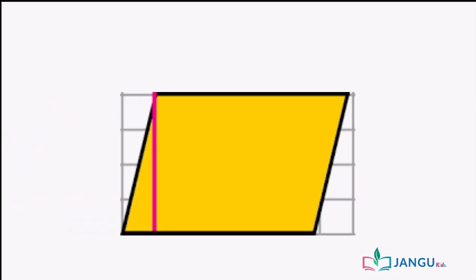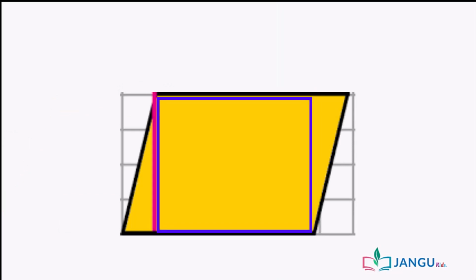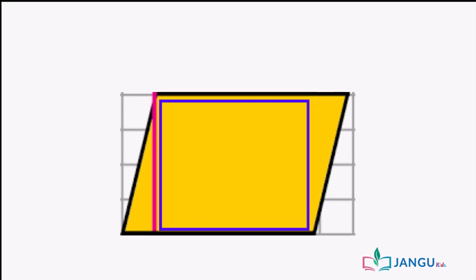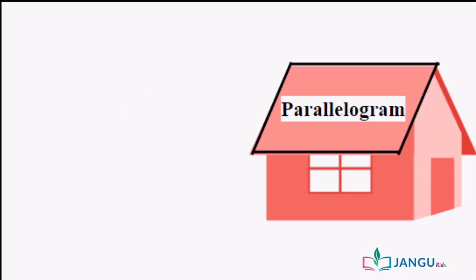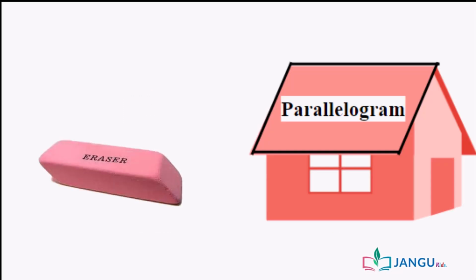Don't you think that a square and a rectangle are also parallelograms? Well, they are, because they also possess all the properties of parallelograms. So, when next you see a roof like this, or an eraser like this, remember they are all parallelograms.